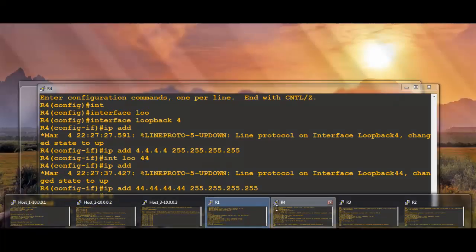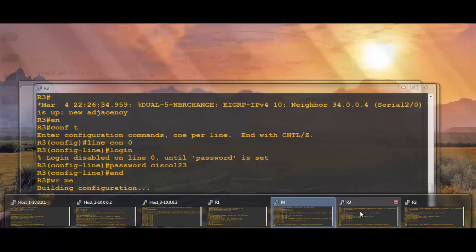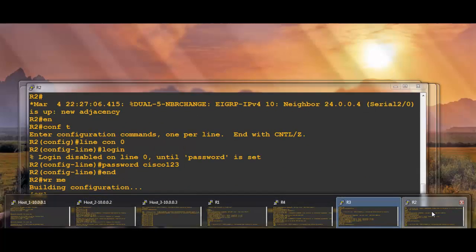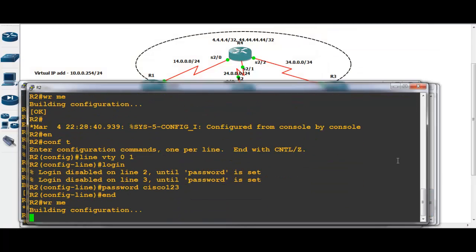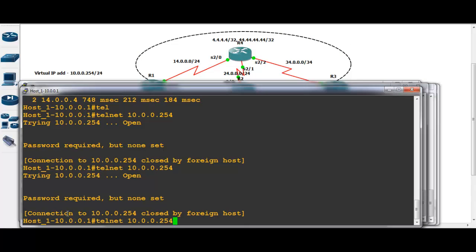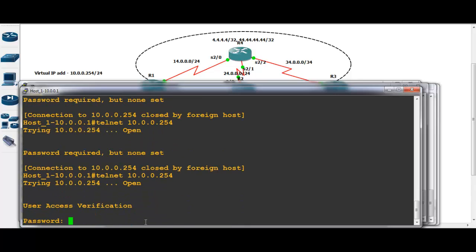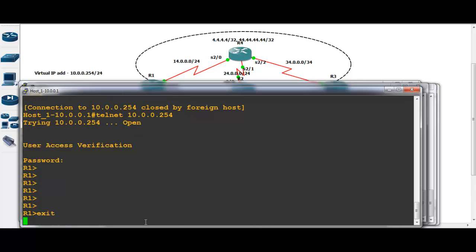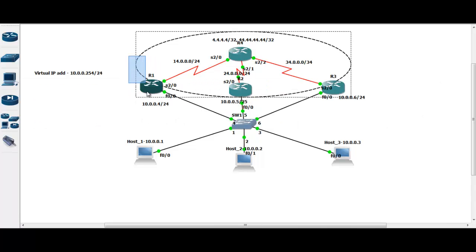Let me also enable it on the other two devices. Right, so the password is given. Now if I telnet from the first computer, it will telnet and it's asking for the password, CISCO123. See, I'm seeing router 1, which is our current master.